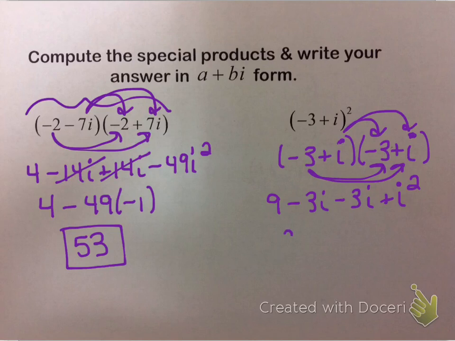Okay, and so we end up with 9 minus 6i. And then that i squared becomes a -1. And so we end up with 8 minus 6i.